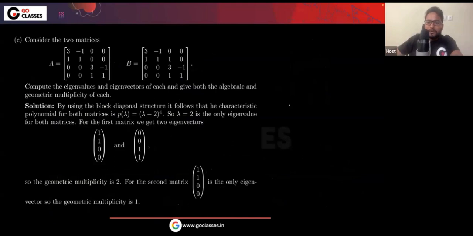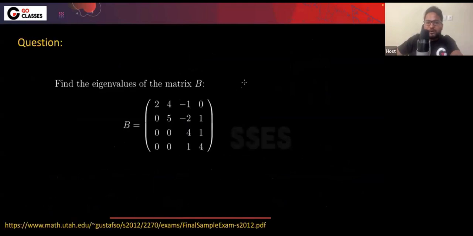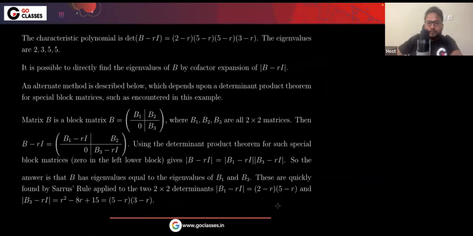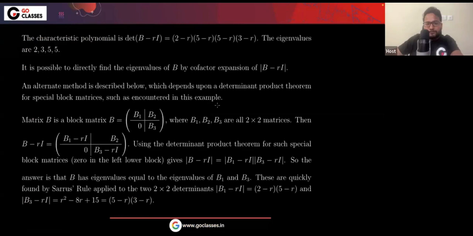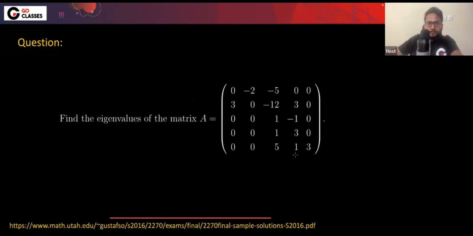Okay. Now let's just see this question. Find the eigenvalues of this matrix. I think you can do it, right? This is the block matrix, you can do it. So 2 minus r, 5 minus r. So basically it is 2, 5, and then the eigenvalues of this. I think we have already done this. We have found out the determinant of this, but not the eigenvalues. So anyway, the eigenvalues are coming 2, 5, and 5, 3.